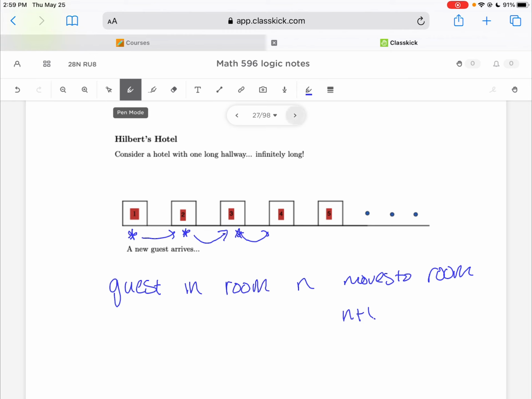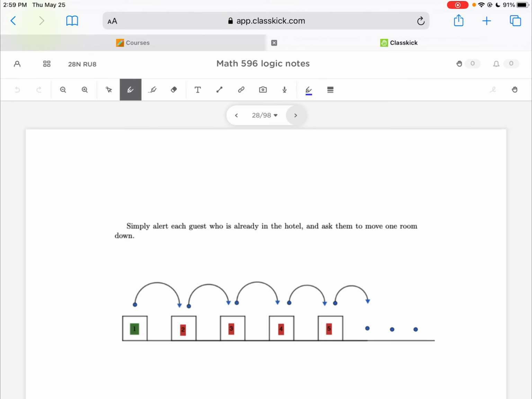The result is this, right? So now the guest who had been in room 1 is in room 2. The guest who had been in room 2 is in room 3, and so on. So we have infinitely many occupied rooms, but we also now have one room that's unoccupied, right? Nobody's in room 1 right now, which means our new guest has somewhere to go. The new guest is going to go into that first room.